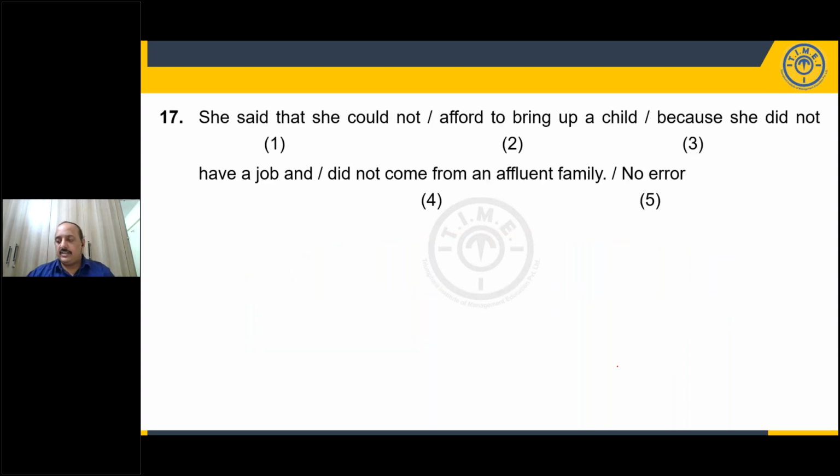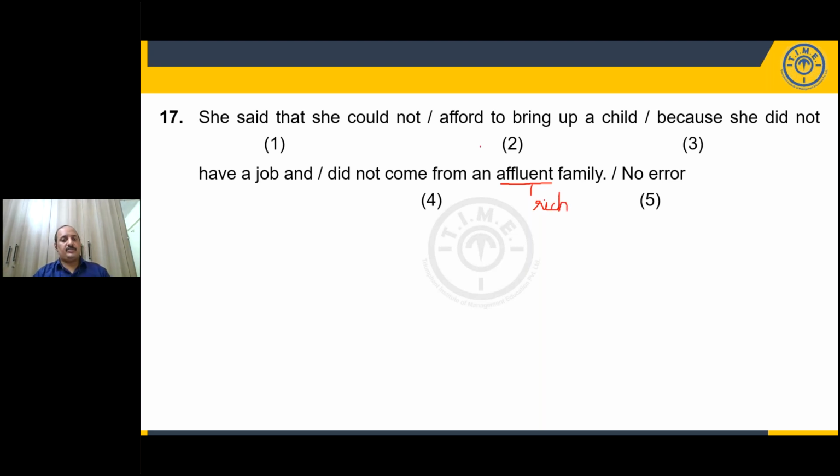All right. Now let's go to the 17th one. She said that she could not afford to bring up a child because she did not have a job and did not come from an affluent family. Affluent, of course, means rich or prosperous. So the idea is, as a lady, she's saying she cannot bring up a child, and the reason she gives is that she does not have a job and she doesn't come from a rich family. So because of that, she doesn't have the required resources, hence she can't bring up the child.